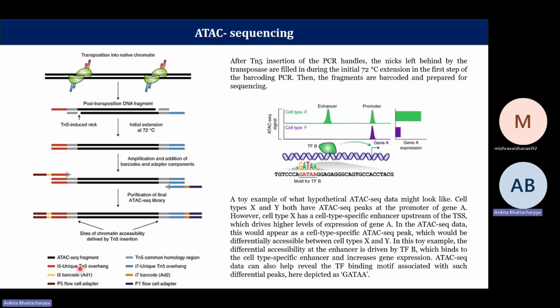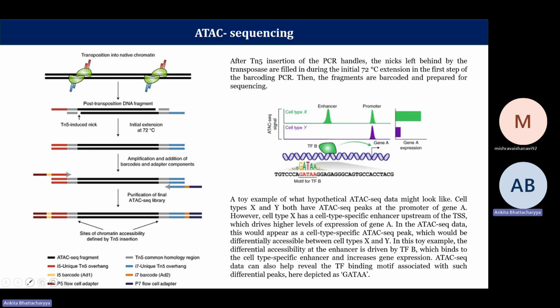Let us look at the legend. Maybe that'll make it easier for you to understand. If you look at the legend here, the final sequence that you will get consists of this black region, which is your original ATAC fragment. This is the region that is staying put as it is. Next, you have this red region, which is your i5 unique Tn5 overhang. i5 is a unique sequence, let's put it that way, where after Tn5 transposase cuts, it leaves an overhang.